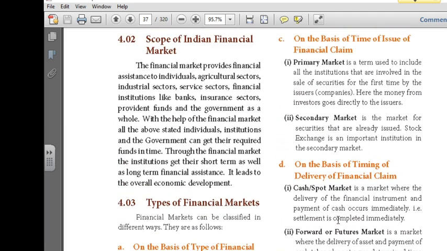Next, on the basis of time of issue, we divide it into primary and secondary. Primary means it is a new issue market. Secondary means it depends upon the primary. The primary market includes the institutions that are involved in the sale of securities for the first time. Here the money goes from investors directly to the users. Secondary means securities that are already issued. The stock exchange is an important institution in the secondary market, and it is the best example. You have to note down this point.